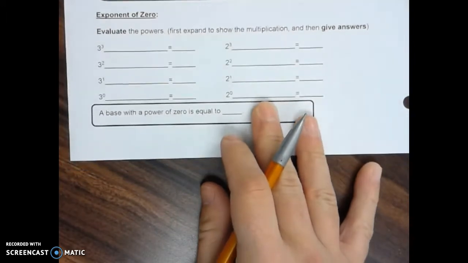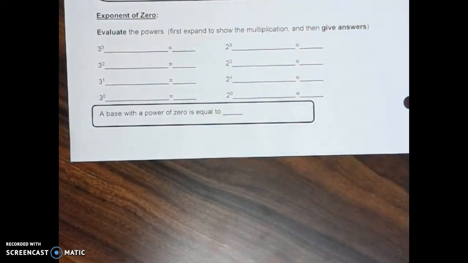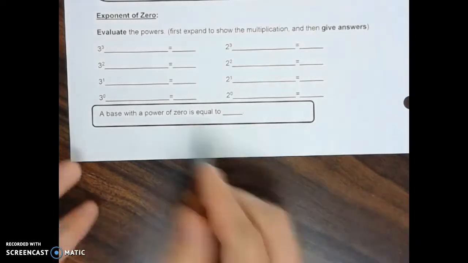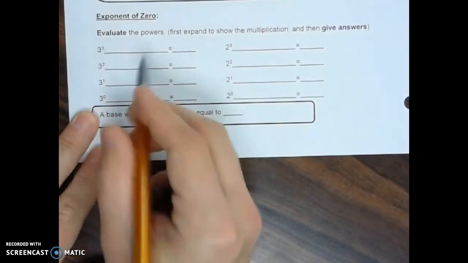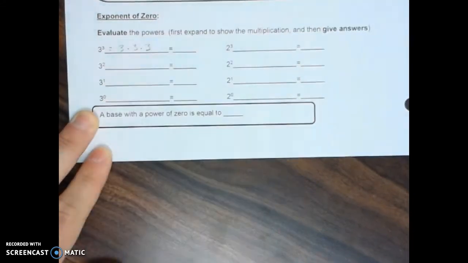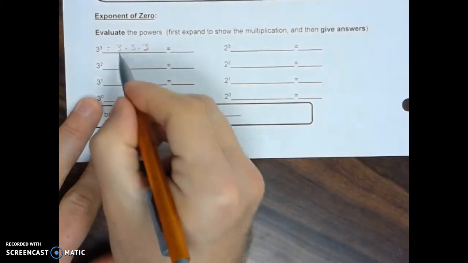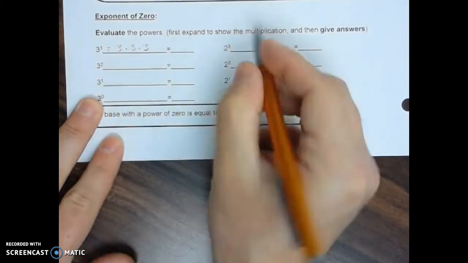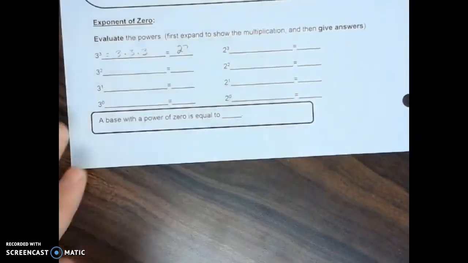Now, what happens if we have an exponent of 0? Well, we can show what's going to happen here if we start to look at some patterns. I'm going to start with a base of 3. 3 to the third power, well, that's going to mean to do 3 times 3 times 3. Okay, and if I were to evaluate that, 3 times 3 is 9. 9 times 3 is 27. Okay, 27.